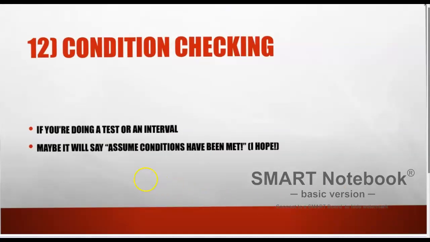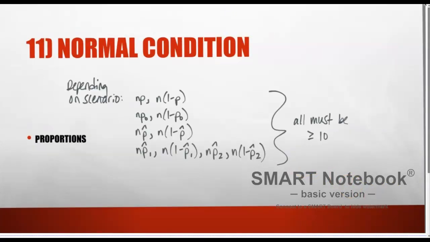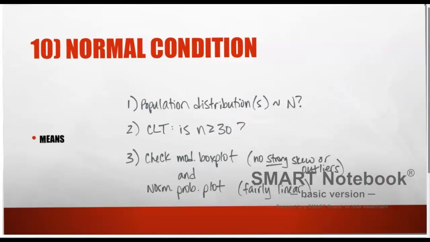Conditions checking, if you're doing a test or an interval, maybe it'll say assume conditions have been met. So that does happen. Be aware of that. You don't have to be redundant. There's no credit for that. So let's hope we get a healthy dose of that. Normal conditions, you've got different scenarios, right? The trials, the probabilities, but keep in mind that they must all be greater than or equal to 10. We saw that over and over.